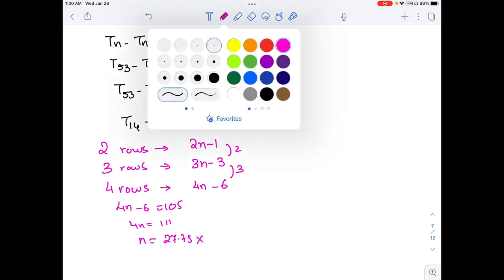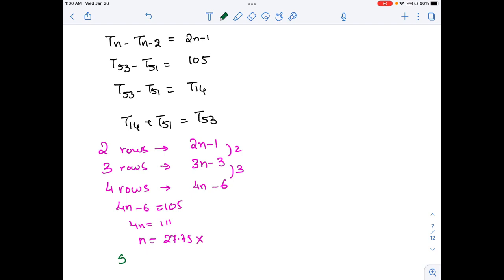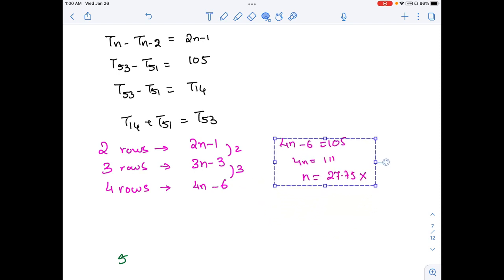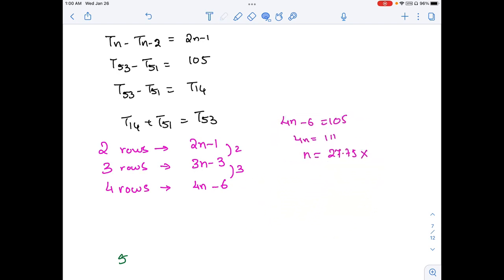Next, I go for 5 rows. Or else what I do, I move this working over here so that it is not confusing. So I go for 5 rows now. So it has to be 5n minus what number? You can see the pattern. It should be 5n minus 10. So 5n minus 10 is equal to 105. 5n is equal to 115. So n is equal to 23.